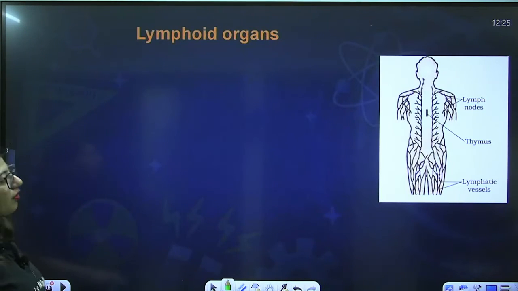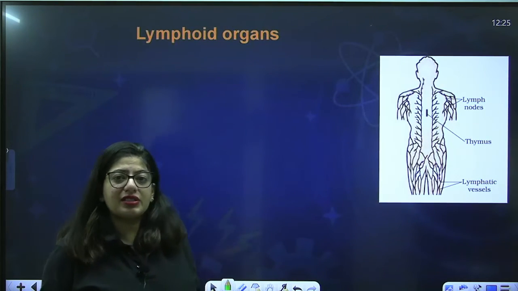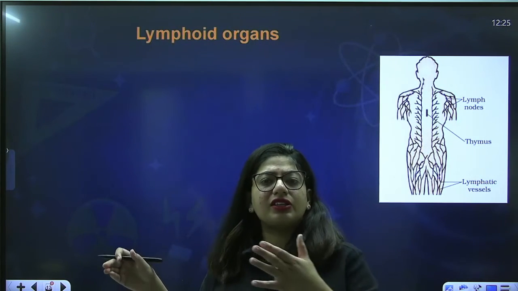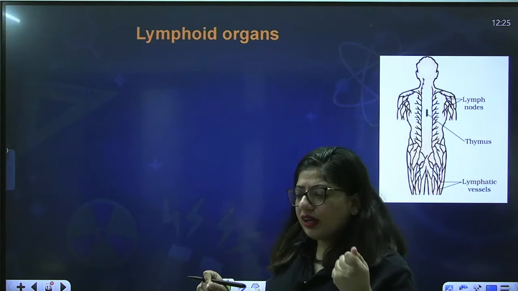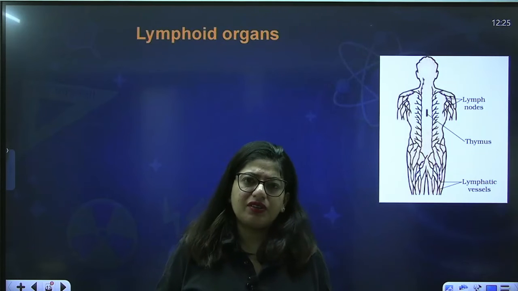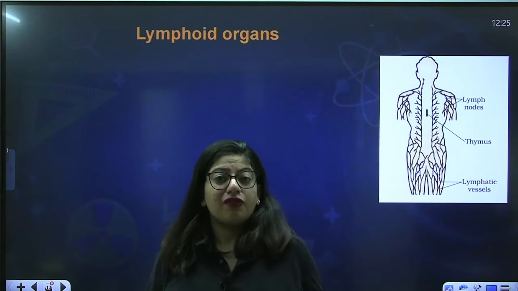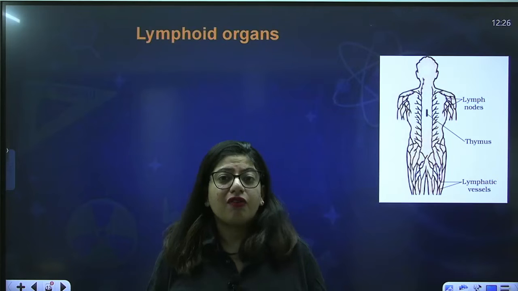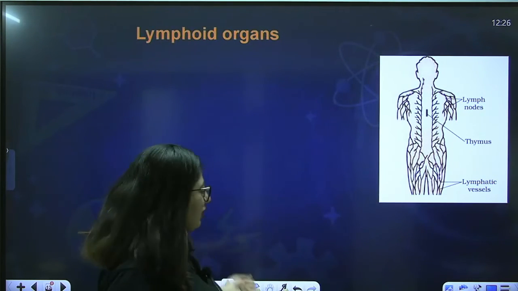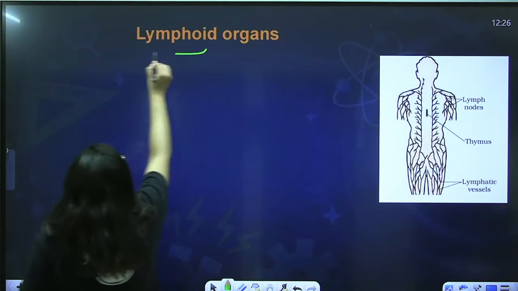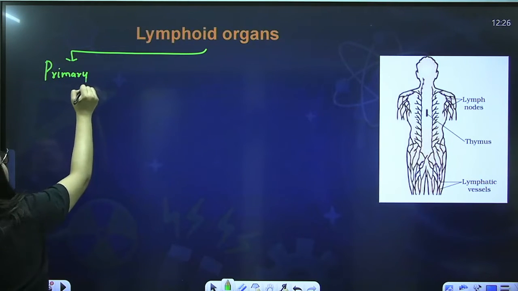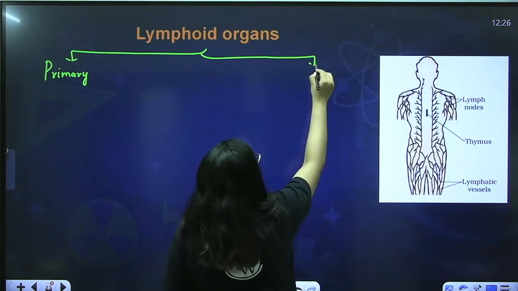Let's talk about lymphoid organs. So we have a lymphatic system inside the body. You must have heard of the lymphatic system and vessels in the chapter body fluids and circulation. So there are lymphoid organs associated with them. Just like for the circulatory system we have heart and blood vessels, for the respiratory system we have lungs, for your digestive system we have gut, for your immune system we have lymphoid organs. So these are the organs of your immune system and they are of two kinds. One are the primary lymphoid organs and another are the secondary lymphoid organs.